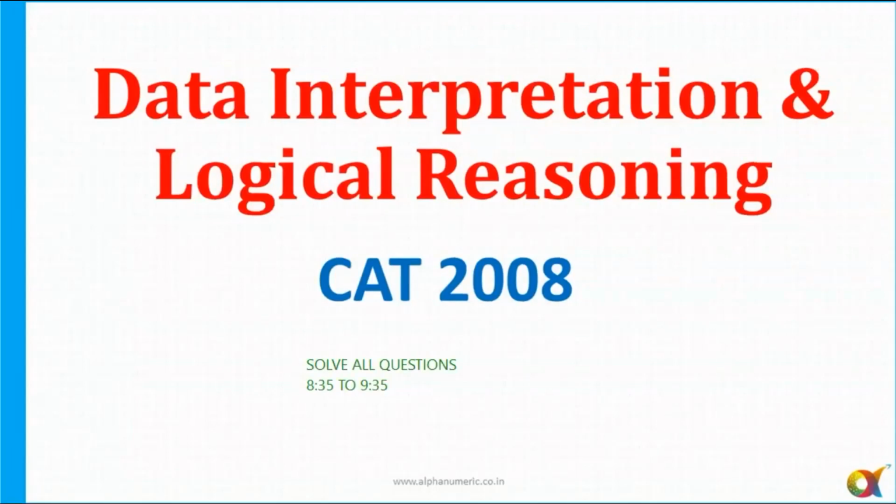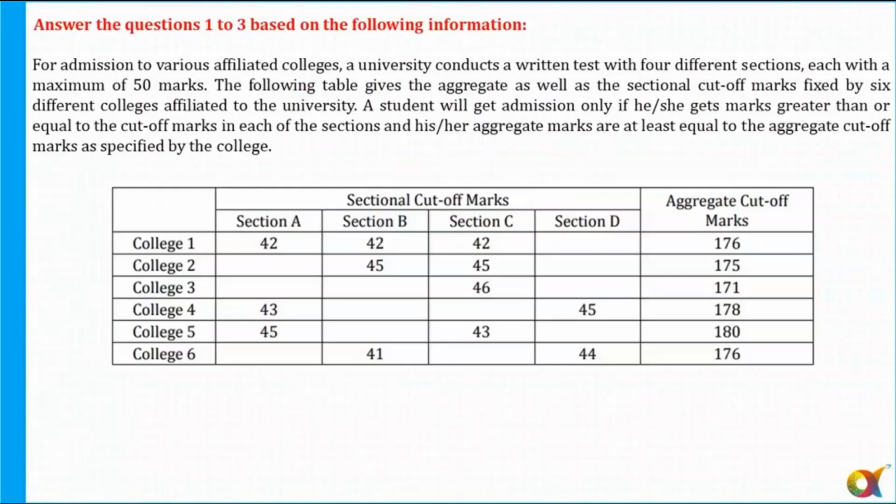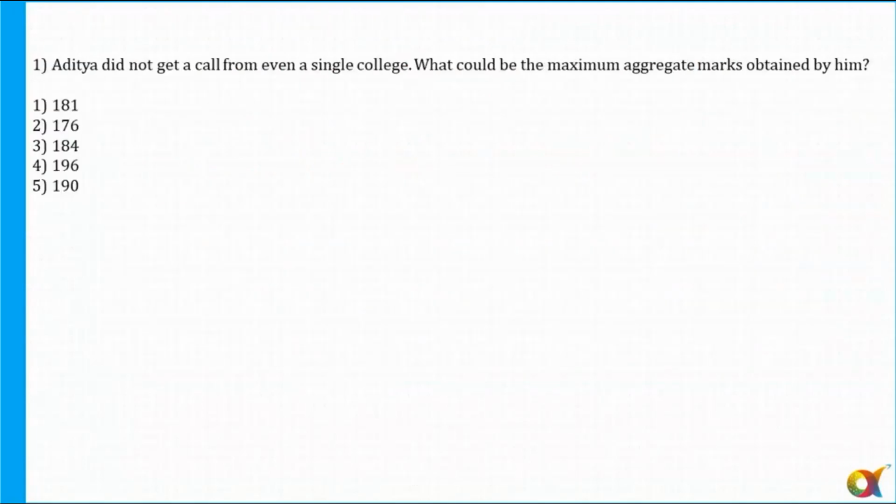First of all, I'm going to tell you the answer key, and after that we'll start with the discussion. Question number 1. Can anyone tell me what is the answer for question number 1, all those who have tried? Option number 5? No, the correct answer for question number 1 is option number 3, which is 184.